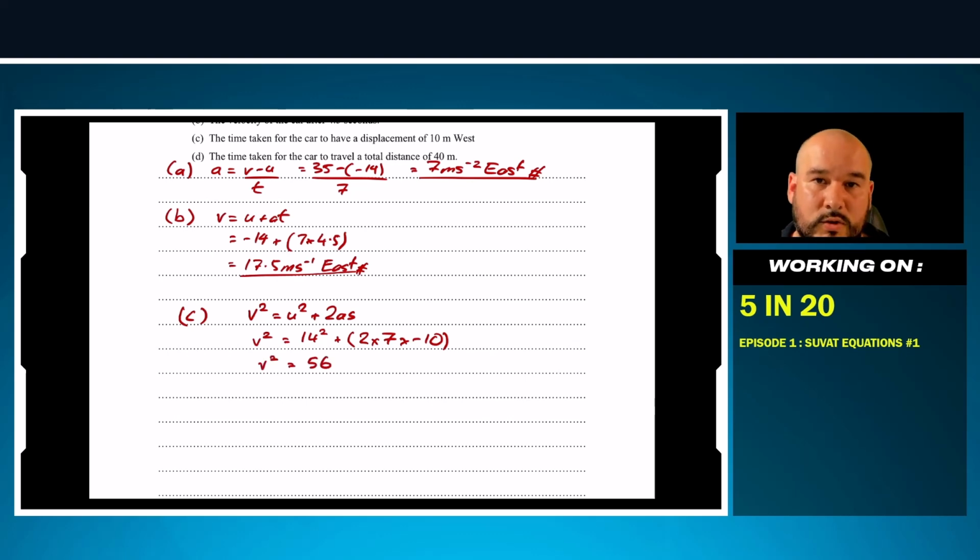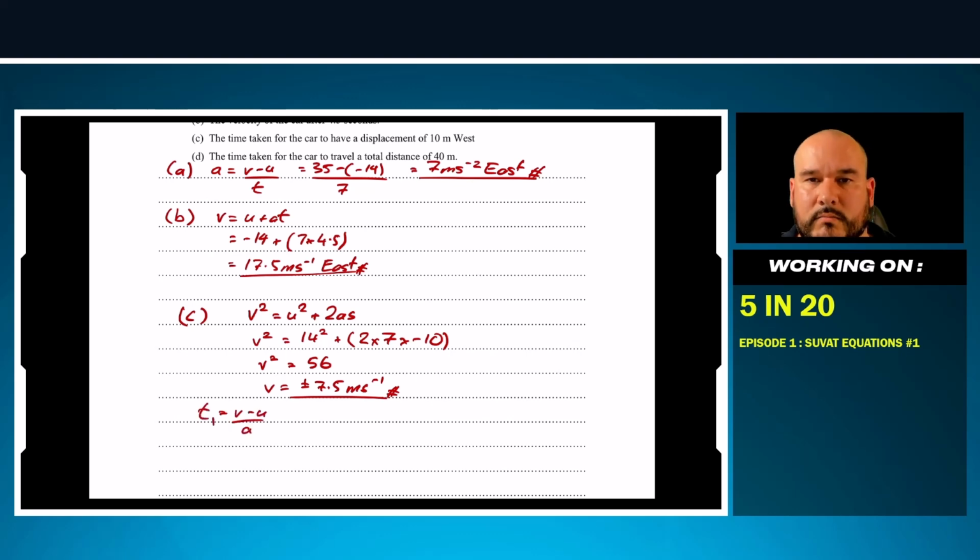And this gives us two solutions. So we get v squared is 56, therefore v is plus or minus about 7.5. So v is plus or minus 7.5 meters per second. We can then use that value of v in the acceleration equation to solve for our different values of time.